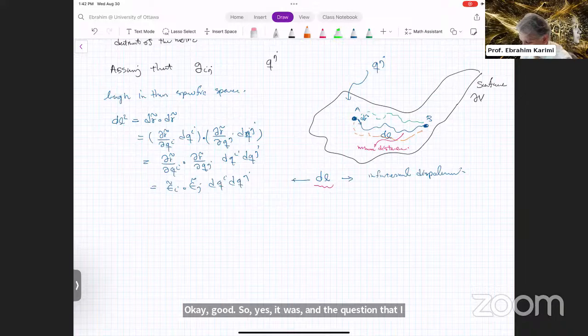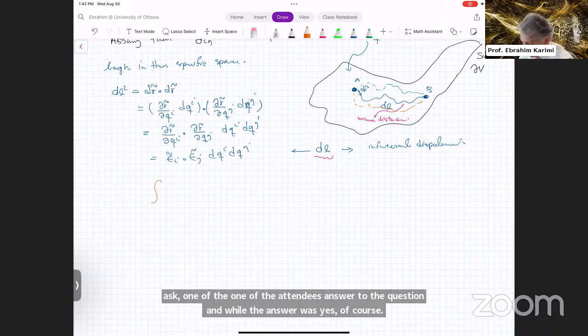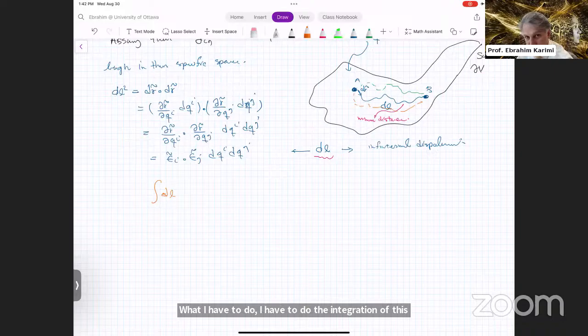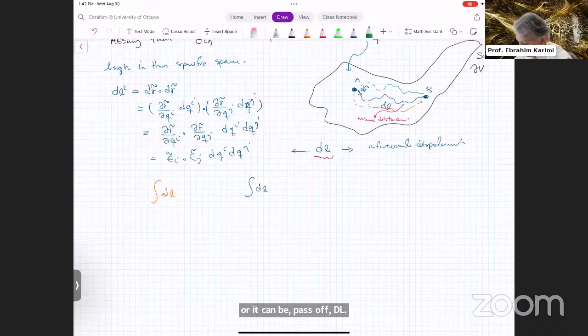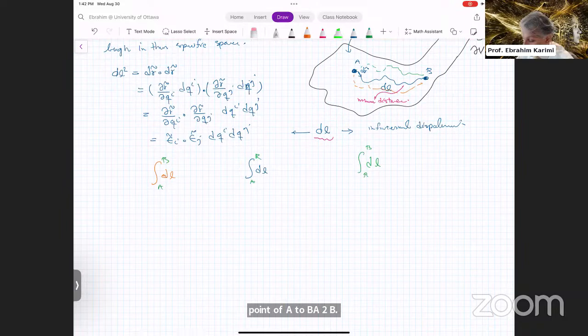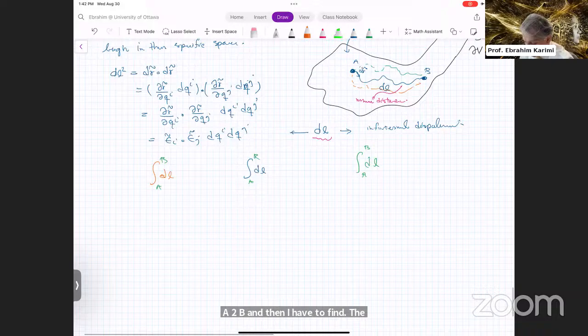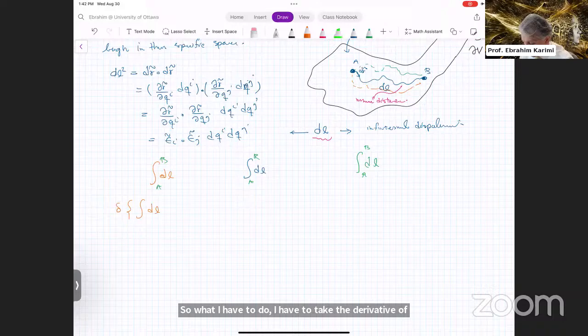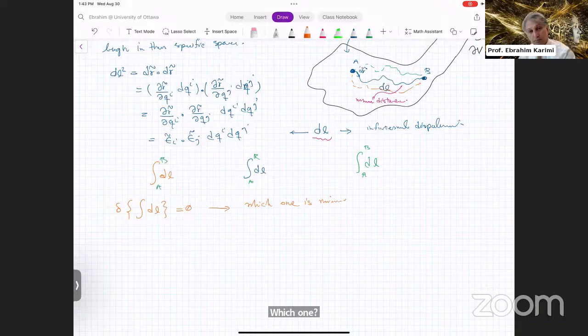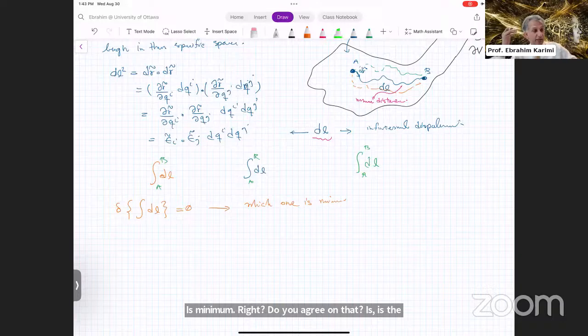What I have to do is the integration of this dl, okay, over the path that I have. So one of those paths can be the orange path, or it can be the path of dl, or it can be the green path, which is dl, from point A to B, A to B, A to B. And then I have to find the minimum value of that. So what I have to do is take the derivative of this and make it equal to zero. And that will give me which one is minimum, right? Do you agree on that? It is the basic calculus that we learned in the past.